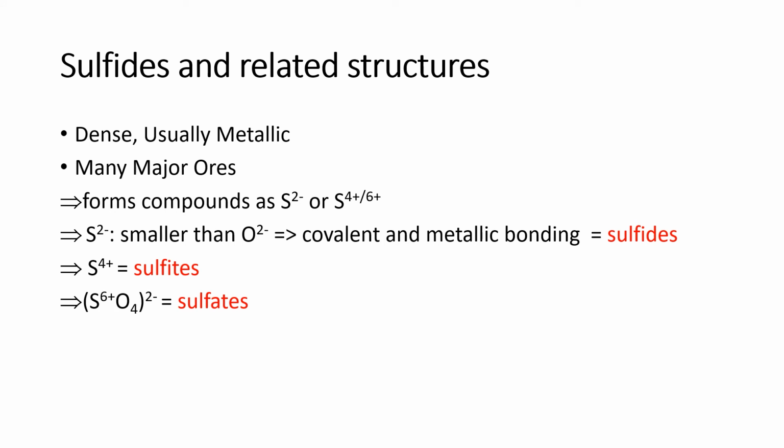Sulfides are dense and usually metallic. In some ways, they have many major ores. They form in compounds such as S2- or S4+, 6+. S2- is smaller than O2-, so covalent and metallic bonding will form sulfides, the S4+ will form sulfites, and the S6O4 will create sulfates.